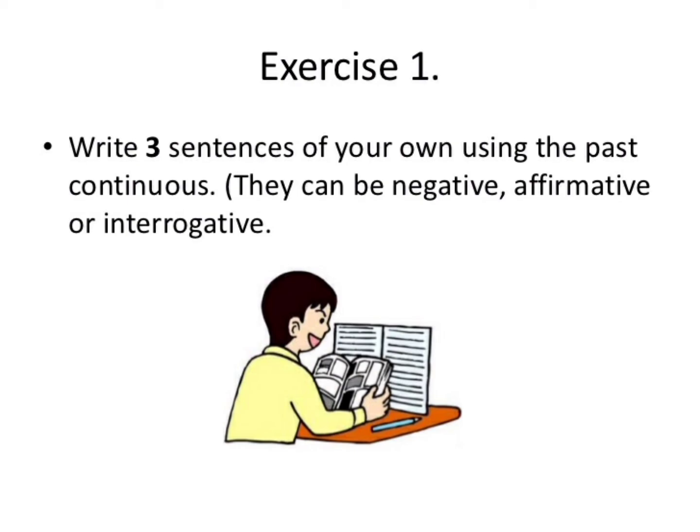Okay, so you need to write three. This is one exercise for all of you. You need to write three sentences of your own using the past continuous tense, and the sentences can be negative. Affirmative means yes type sentences, negative means no type sentences, and interrogative sentences also. So please do it on your own.